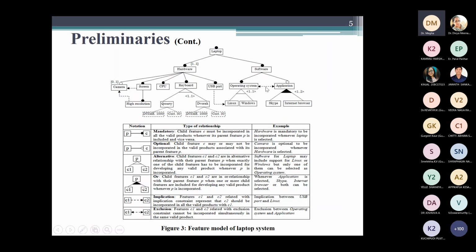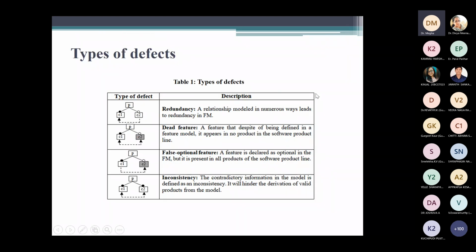So here we have this exclusion relationship between the operating system and application features. It means only one can be chosen in the same valid product. So these are the types of relations which are used for this feature model. Now, once we've understood how we convert a case study or any scenario into a feature model, what are the various types of defects in software products?